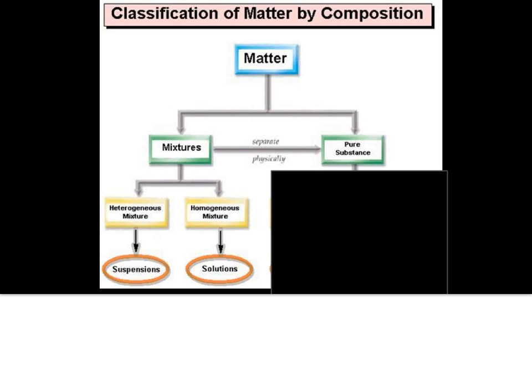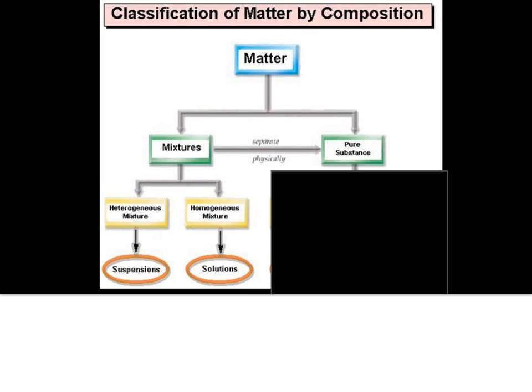The other subcategory of matter is called a mixture. Mixtures are not pure substances. They are mixtures of two or more pure substances that are not chemically combined. Mixtures can be subdivided into two other categories, heterogeneous and homogeneous. Let's start with the heterogeneous mixture.